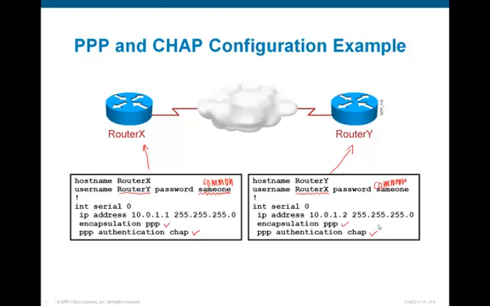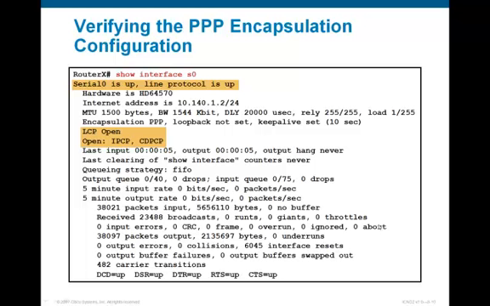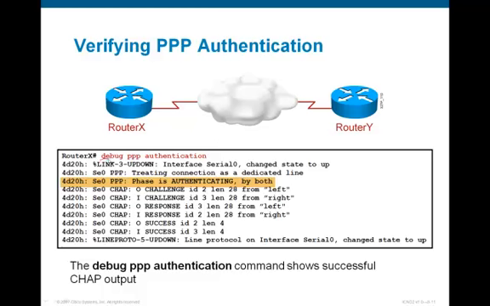So how do you know whether your PPP authentication CHAP is enabled? Now, when you do a show interface S0, you only see that your PPP connection is up or down. But to see whether your authentication is working, we have to use a command called debug PPP authentication. Using this command, we can see that there is a double challenge, double response, and double success.